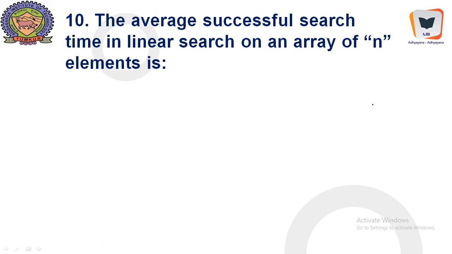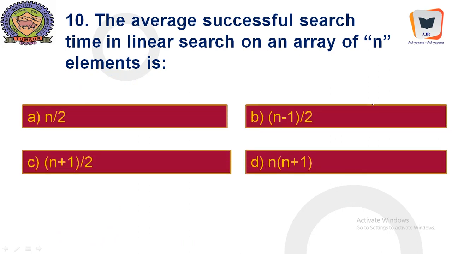Right. The average successful search time in linear search on an array of n elements is, the average successful search time in linear search on an array of size n elements is. So average running time is calculated for the average case of the algorithm. Average case, it is neither the worst case nor the best case, it is the average case. Therefore the key can be present anywhere.